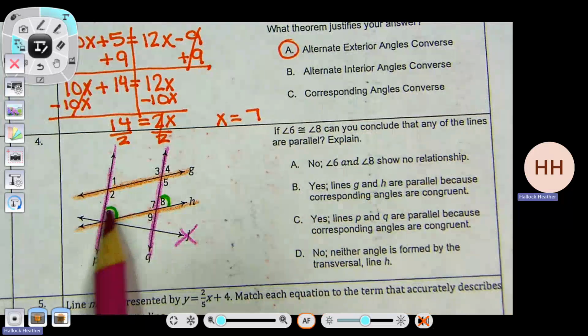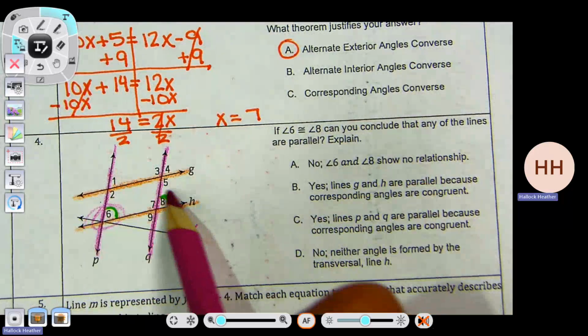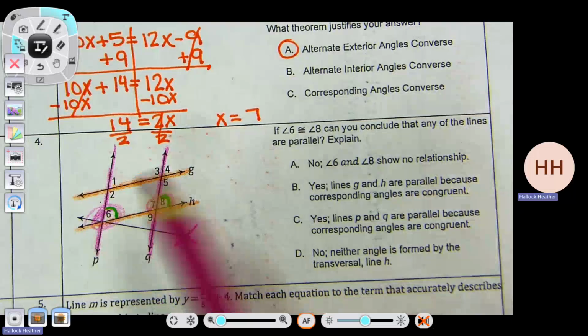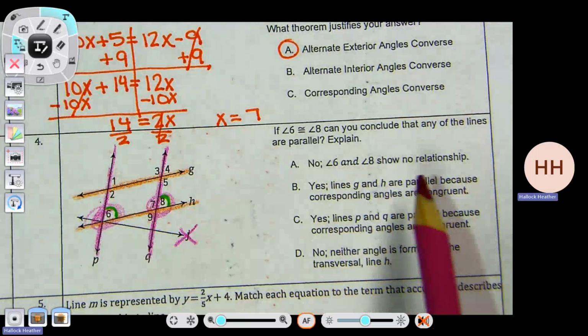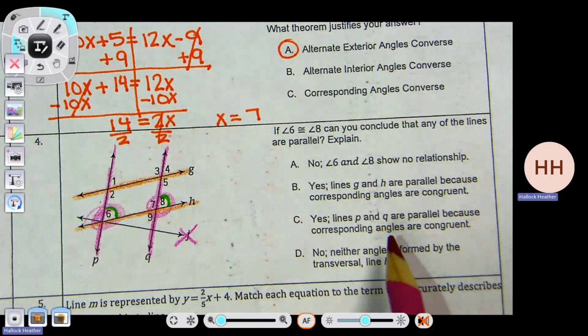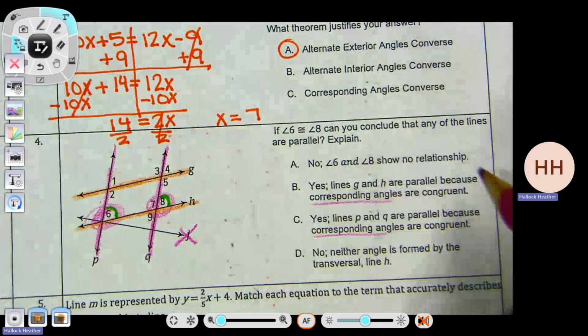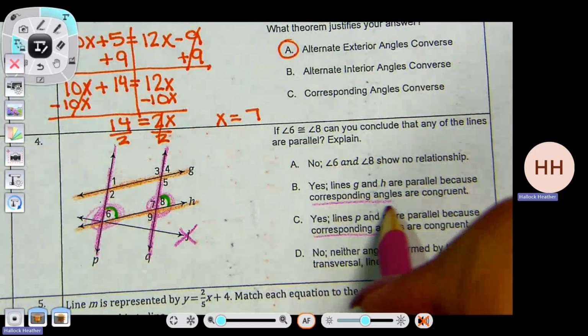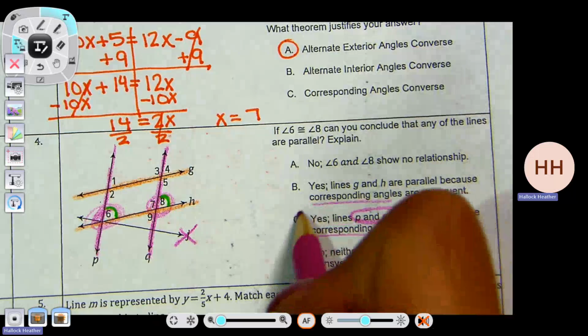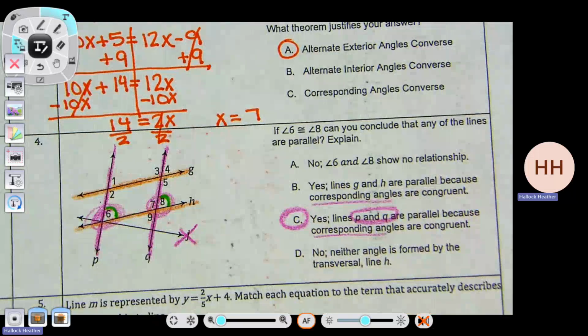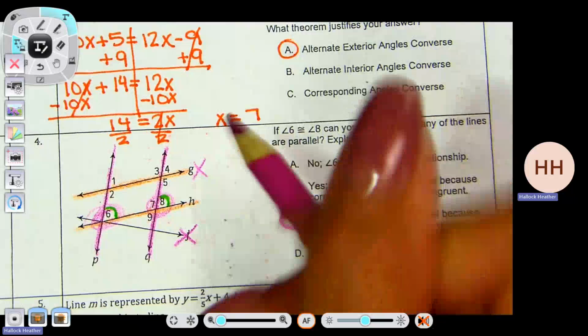So because P is being used and Q is being used, you can say that 6 and 8 are corresponding. And the reason why is because P and Q are parallel. P and Q are parallel because of corresponding angles. So it'd be C. You can't use G because nothing falls on G.